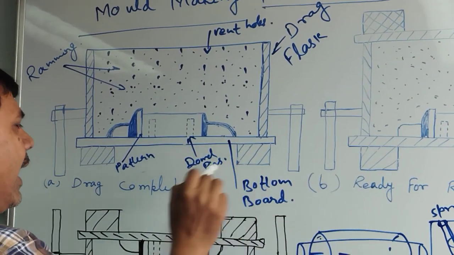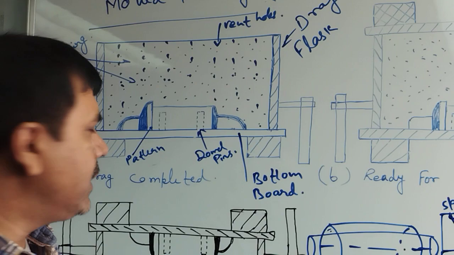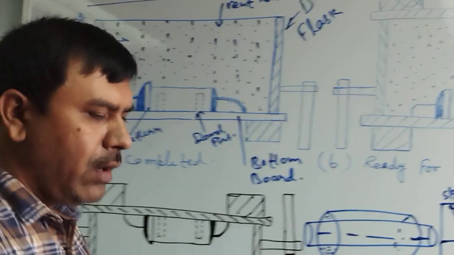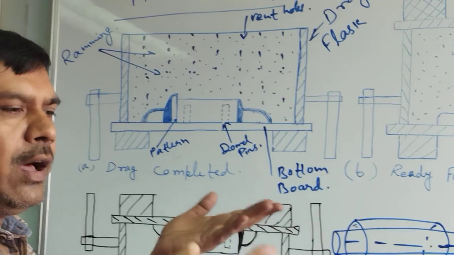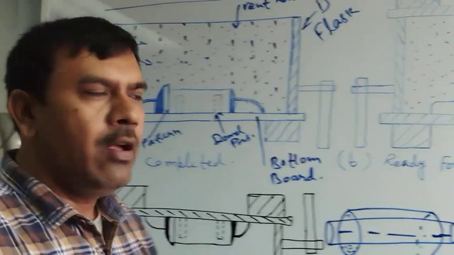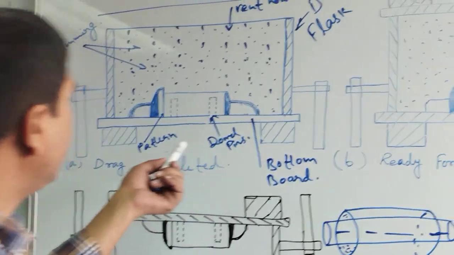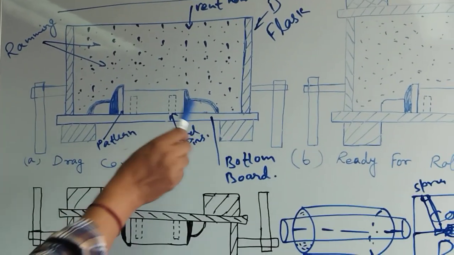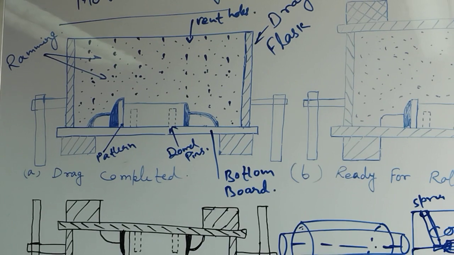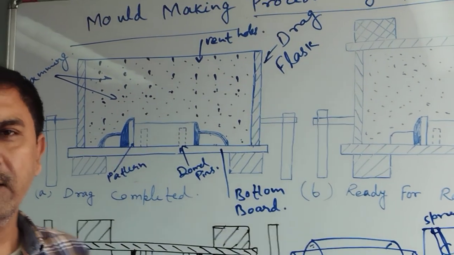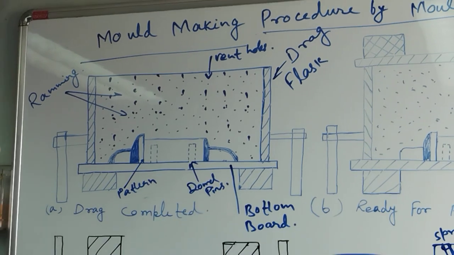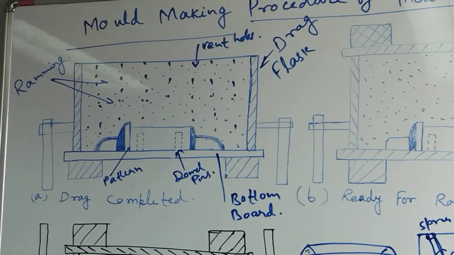Either we place the bottom board on the molding platform or on the surface. The surface may be uneven. Therefore, we place the bottom board on the molding platform.